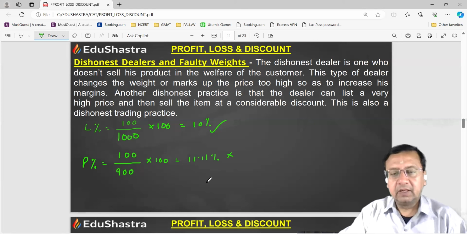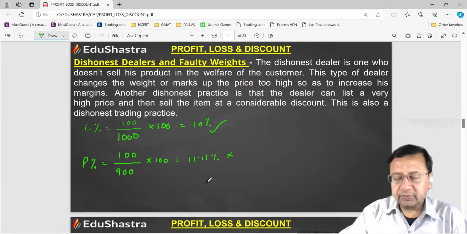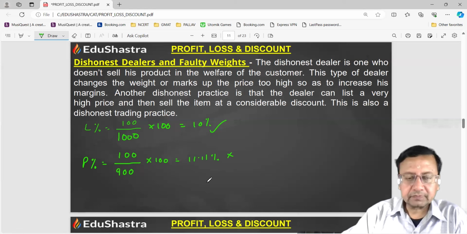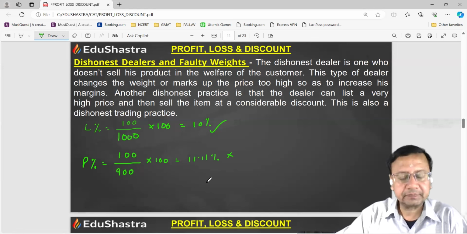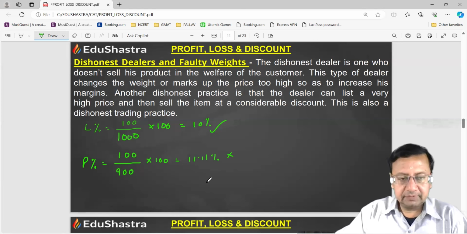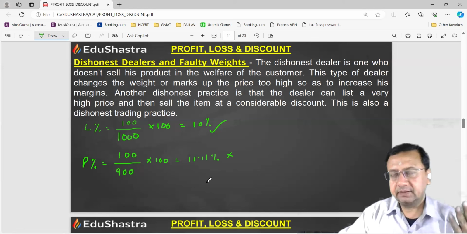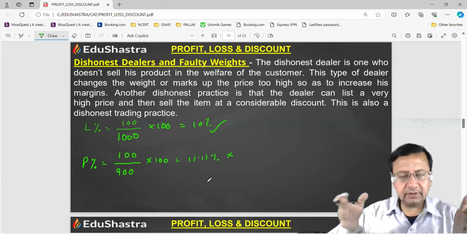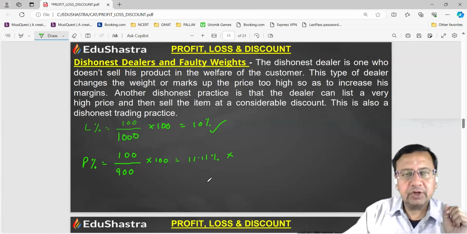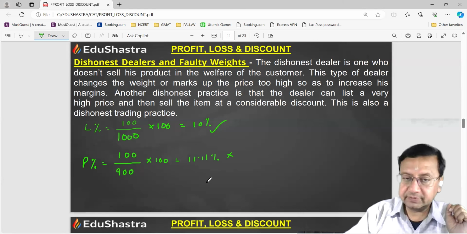Okay, now move to the next one. Listen carefully and then give me the answer, right? Okay. So a shopkeeper mixes 1 kg of sand with 5 kg of rice.